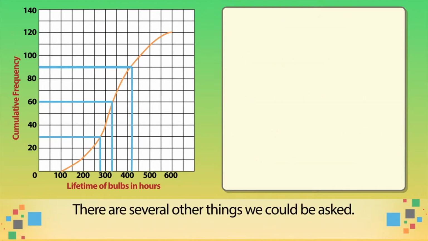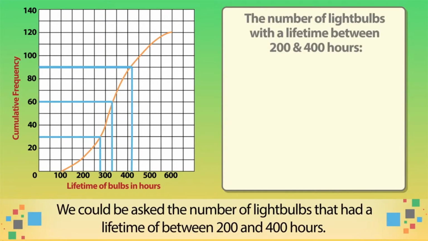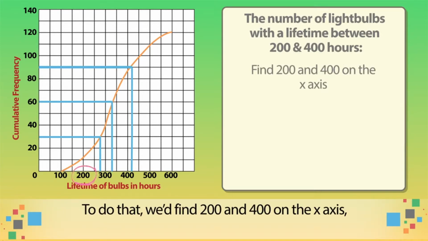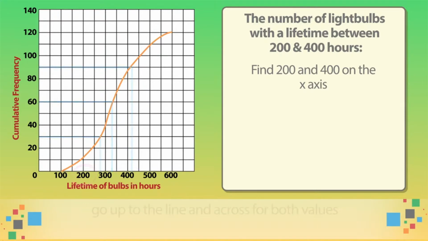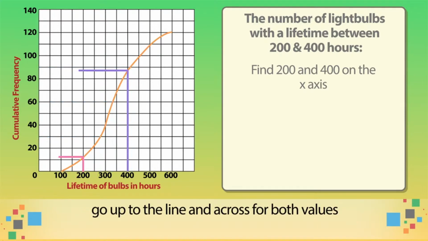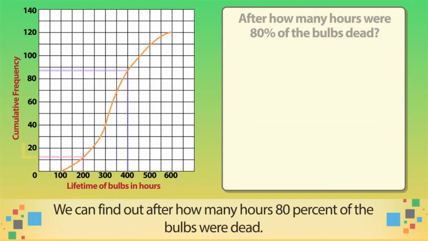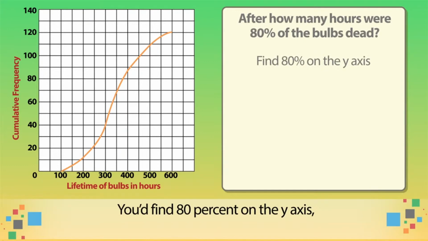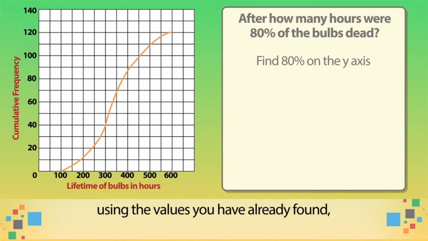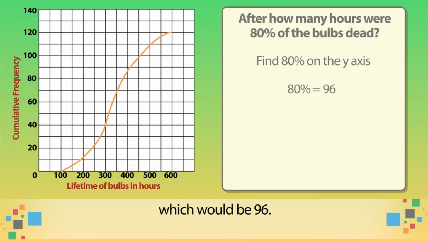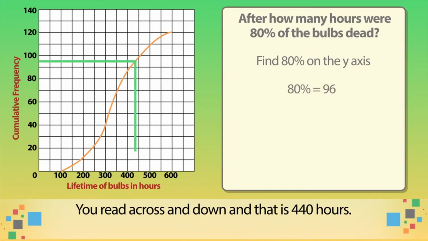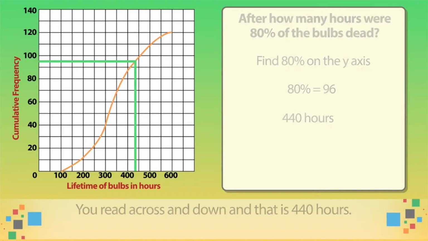There are several other things we could be asked. We could be asked the number of light bulbs that had a lifetime of between 200 and 400 hours. To do that, we'd find 200 and 400 on the x-axis, go up to the line and across for both values, and read off the y-axis how many lie between those values. We can find out after how many hours 80% of the bulbs were dead. You'd find 80% on the y-axis, using the values you have already found, which would be 96. You read across and down, and that is 440 hours.